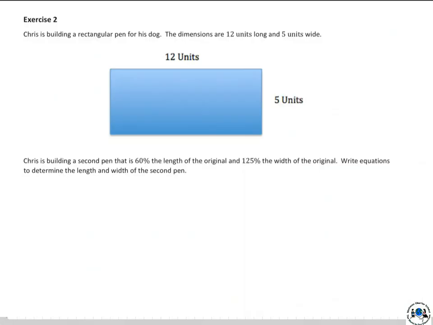Okay, here we go. Here's another one. Chris is building a rectangular pen for his dog. The dimensions are 12 units long and 5 units wide, and you can see the little picture of it there. Now Chris is going to build a second pen that is 60% the length of the original and 125% the width of the original.